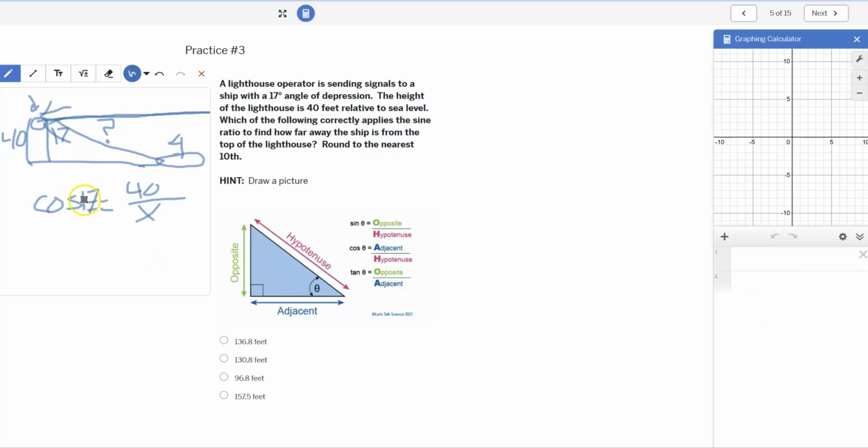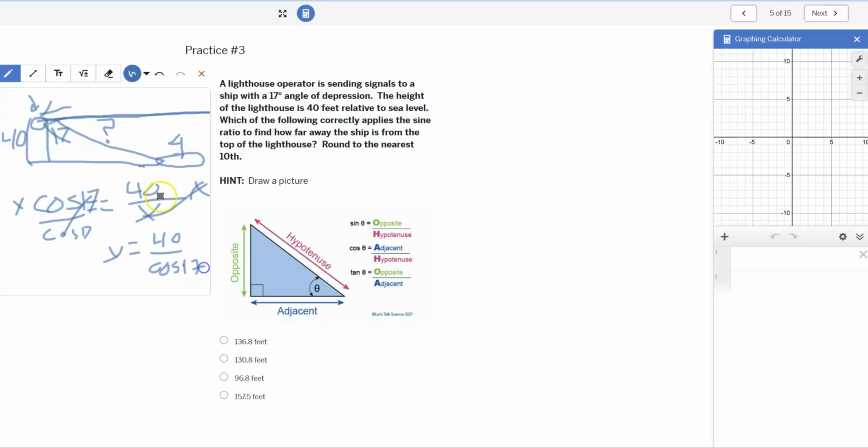Meaning, if I was to rearrange this for x, I had to multiply both sides by x, cancel that out, then divide both sides by the cosine of 17, cancel that out, and so you're left with x equals 40 over the cosine of 17. So this is what we mean by divide and go.